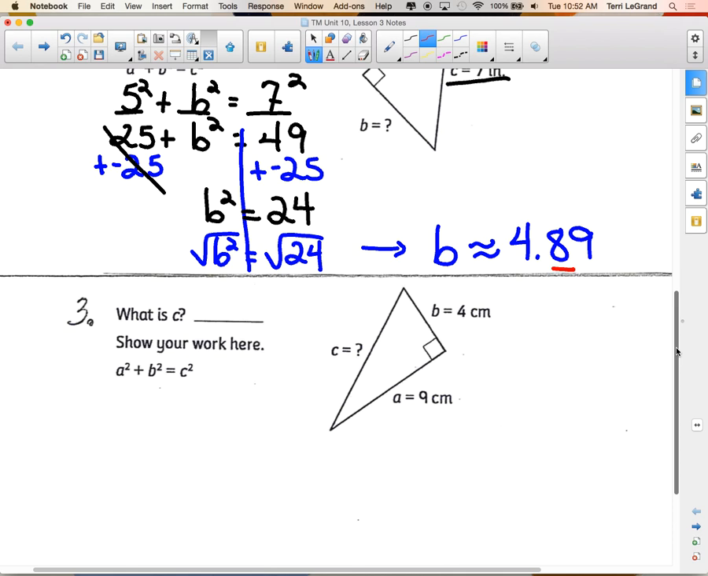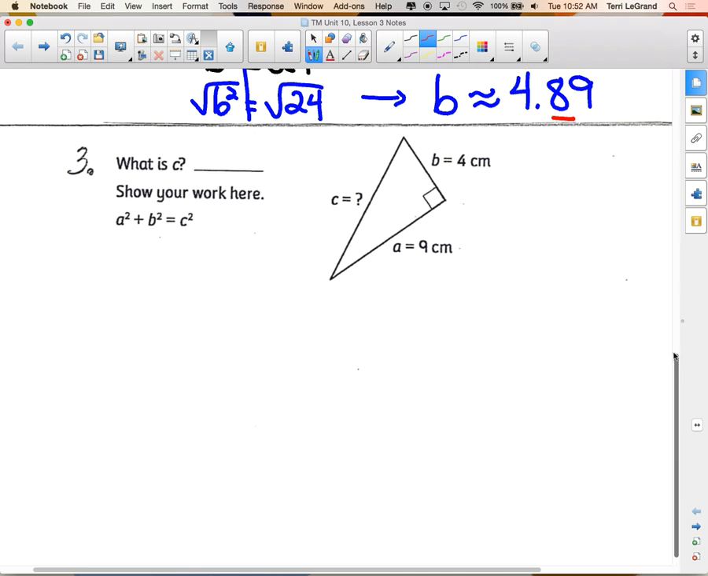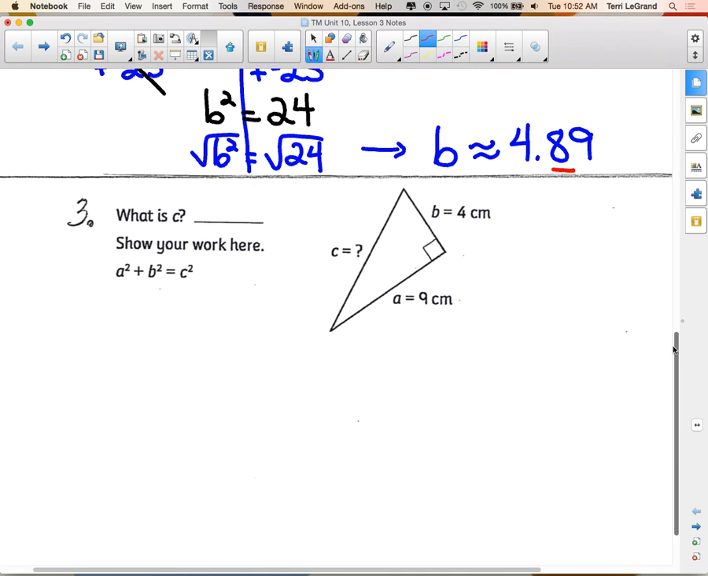Okay, so the first one we solved for one of the legs, the second one we solved for one of the legs. What are we solving for in this last one? Which side? Come on, learn how to say it. What's this side we're solving for? The hypotenuse. Okay. So we know this time both of the legs. So we're going to say, okay, I'm going to fill in.